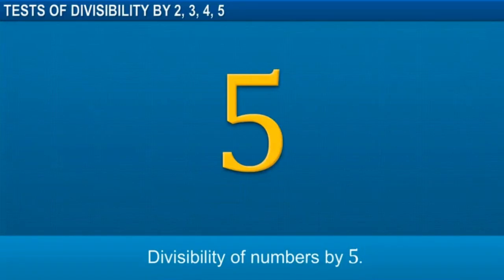Now next is the divisibility by 5. You can write down the divisibility of a number by 5. We will check how to find whether a number is divisible by 5, that is, how we can say for sure that the remainder is 0 when dividing by 5, just by looking at the number. Test of a number by 5.